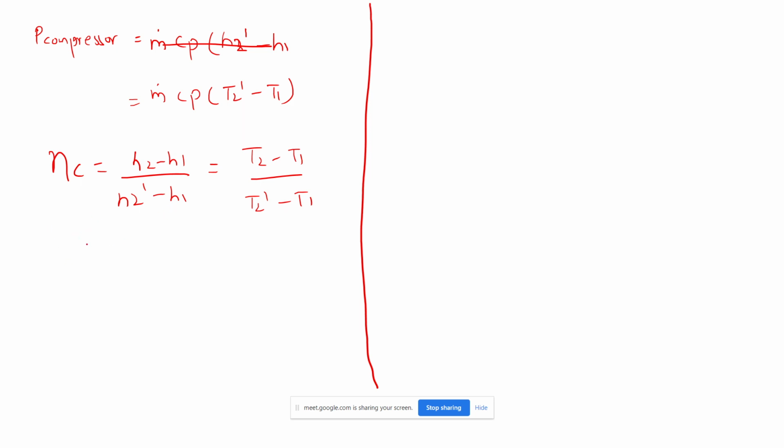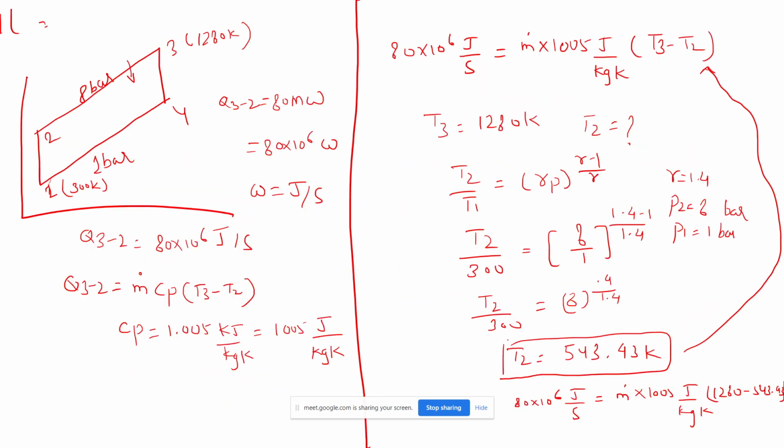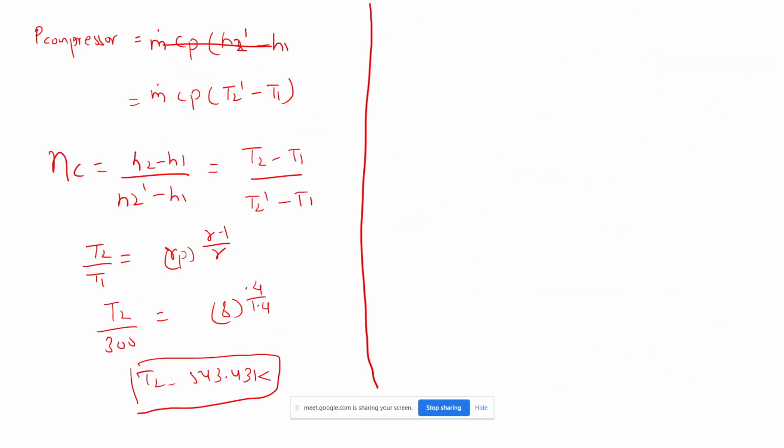Now T2 upon T1 is equal to rp to the power gamma minus 1 upon gamma. So T2 upon 300 equals 8 to the power 0.4 upon 1.4. What will we get? T2 is equal to 543.43 Kelvin. Have you got it? It is similar to the previous one, we have calculated this.